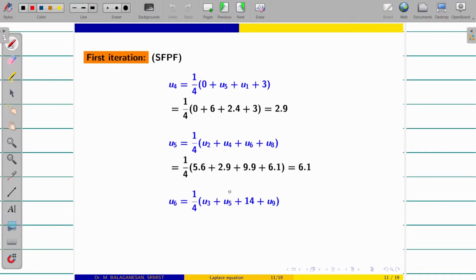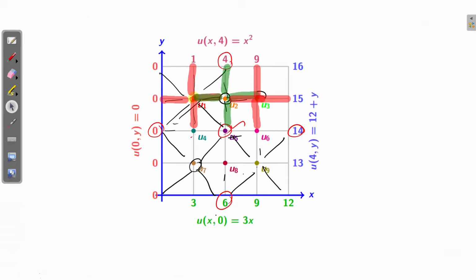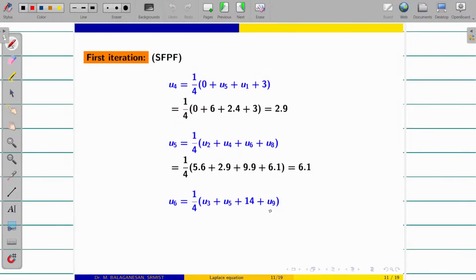u6, I will show you here. I have to find u6 now. What is u6? 14 plus u5, u9 plus u3. So what new values are available here? u3 is available, u5 is available. u9 is the old one, we have to take it from there. Substituting, we can get the answer, the average of those four values.